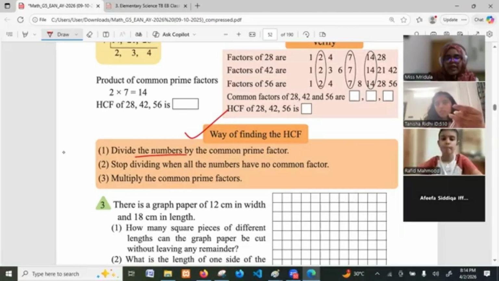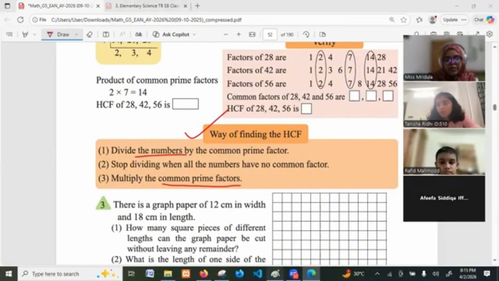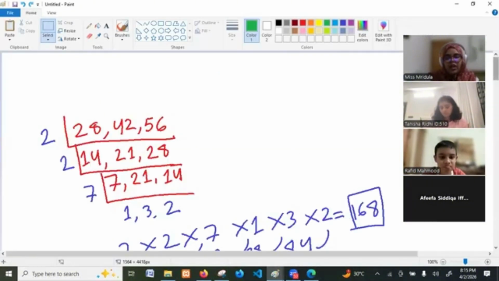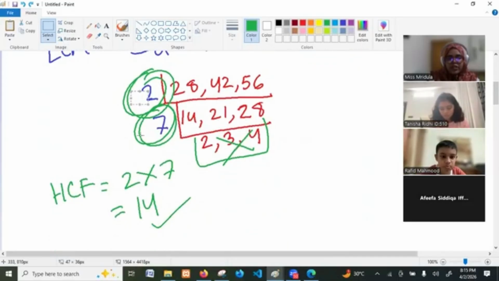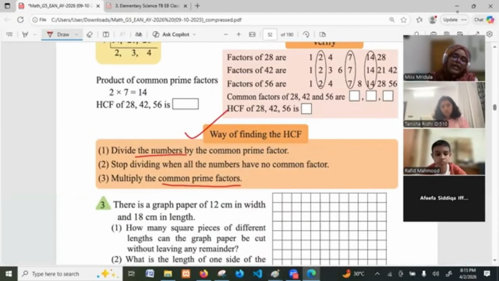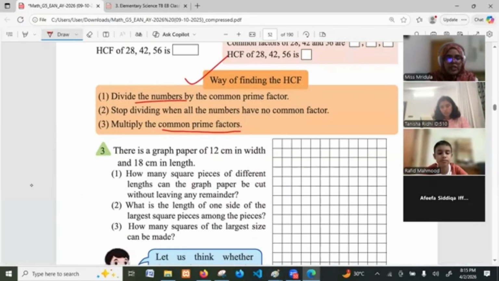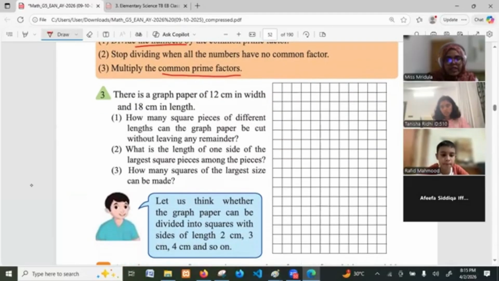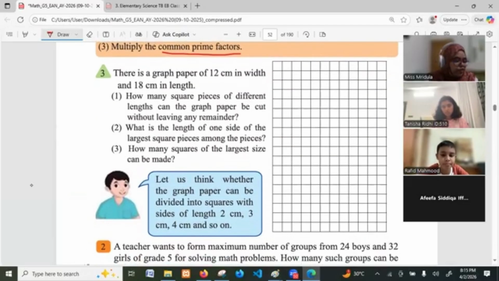Then the last one is multiplying the common prime factors. That means only multiplying the common ones. So this was common and this was common. This wasn't common. We couldn't get any common for other numbers. So 2 and 7, we need to multiply to get the HCF. So that was the convenient way to find out. From now on, if we have to find out the HCF, we will try this method only.